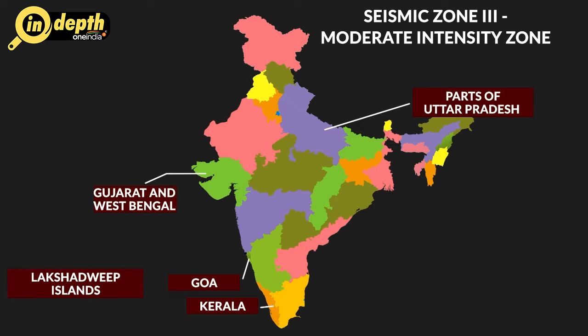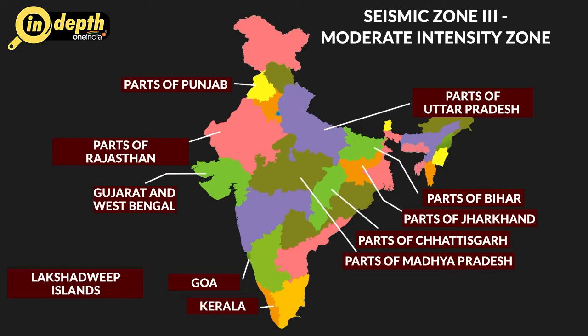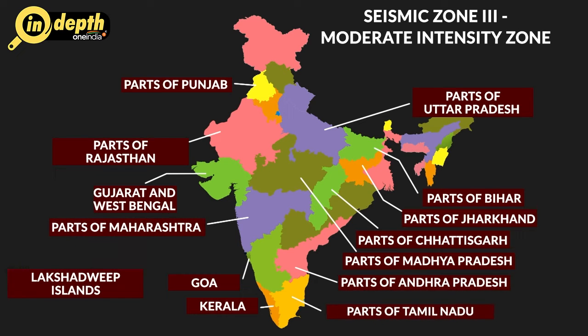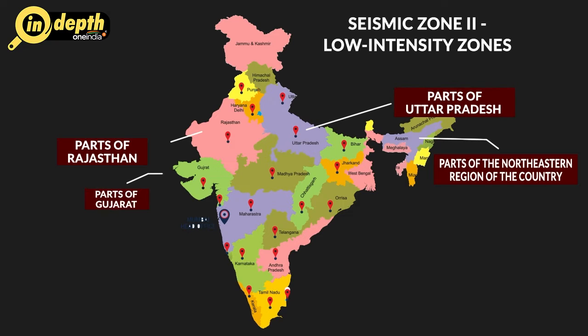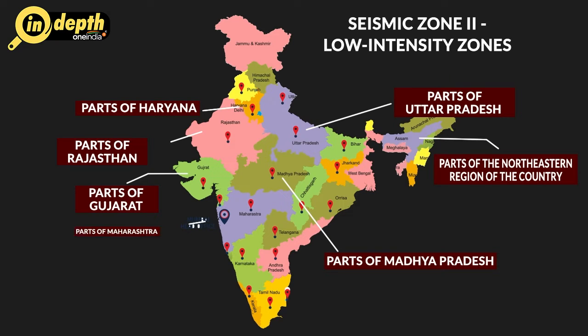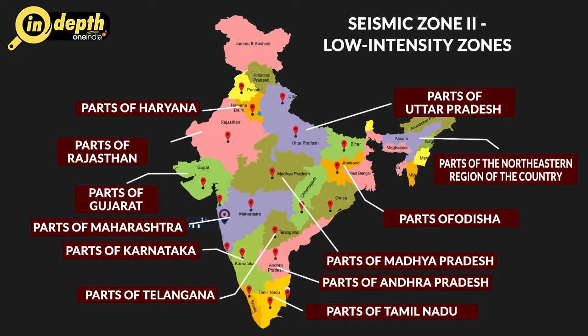This zone comprises Kerala, Goa, Lakshadweep Islands, remaining parts of Uttar Pradesh, Gujarat and West Bengal, parts of Punjab, Rajasthan, Madhya Pradesh, Bihar, Jharkhand, Chhattisgarh, Maharashtra, Orissa, Andhra Pradesh, Tamil Nadu and Karnataka. Seismic Zone 2 are the low intensity zones and includes parts of northeastern region of the country. Parts of Rajasthan, Uttar Pradesh, Gujarat, Haryana, Madhya Pradesh, Maharashtra, Odisha, Andhra Pradesh, Telangana, Karnataka and Tamil Nadu, which do not fall in any of the other zones, come under Seismic Zone 2.